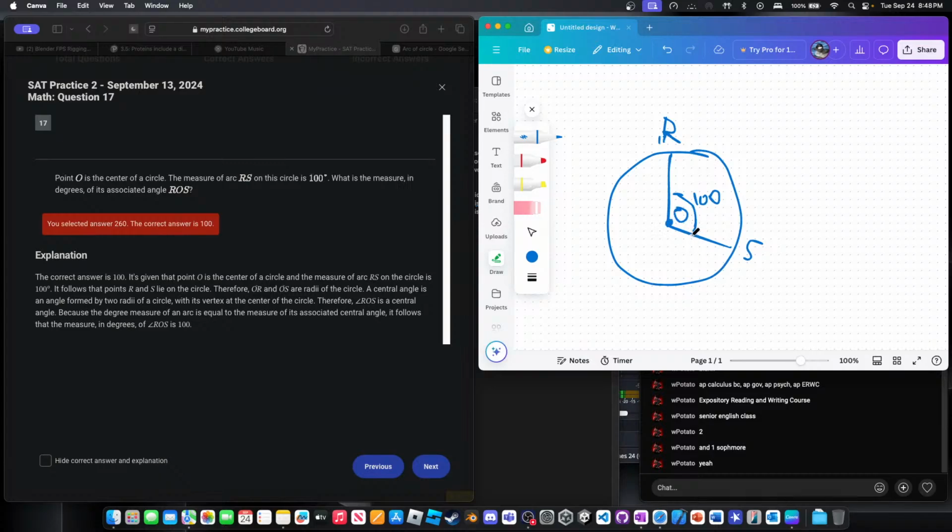I mean, if you have anything that can help me out here, that'd be absolutely amazing. A central angle is an angle formed by two radii of a circle with its vertex at the center of the circle. Therefore, ROS is a central angle, because the degree measure of an arc is equal to the measure of its associated central angle. It follows that the measure in degrees of ROS is 100. I still don't get what this is saying.